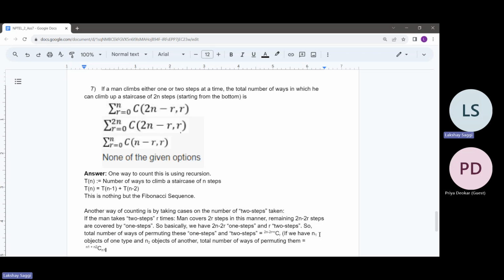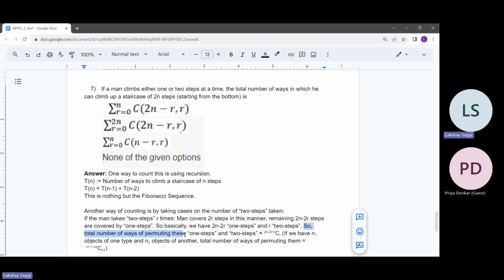And I believe how this formula comes about is easy, because the total number of ways, if they were not distinct, is just (n1 plus n2) factorial. But since n1 are of one type, we divide by n1 factorial, and n2 are of another type, so we divide by n2 factorial. So it would be (n1 plus n2) factorial divided by n1 factorial times n2 factorial, which is nothing but n1 plus n2 choose n1. I hope it's clear.